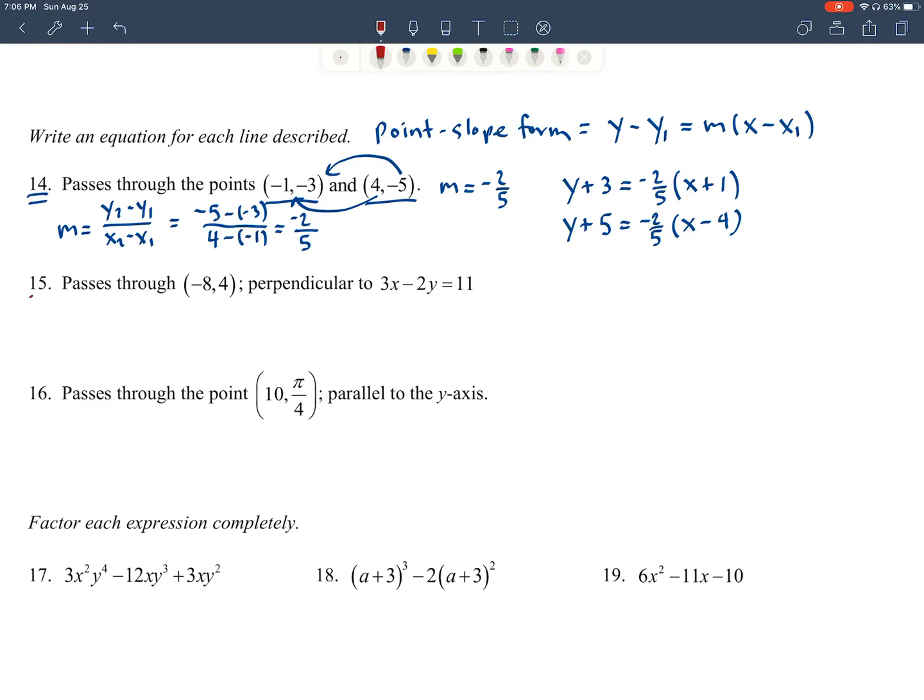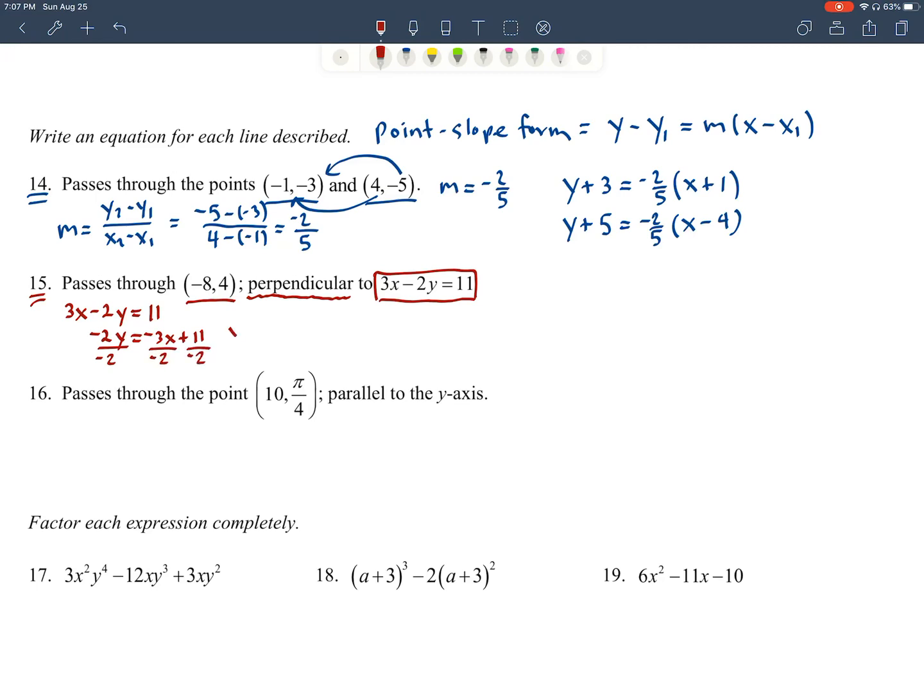Number 15, we're looking for the equation of the line that passes through the point (-8, 4) and is perpendicular to the line 3x minus 2y equals 11. The first thing we need to do is identify the slope of this given line. One of the easiest things you can do is put it into slope-intercept form. We take 3x minus 2y equals 11 and isolate the y. So -2y is equal to -3x plus 11, and then we divide it all by -2.